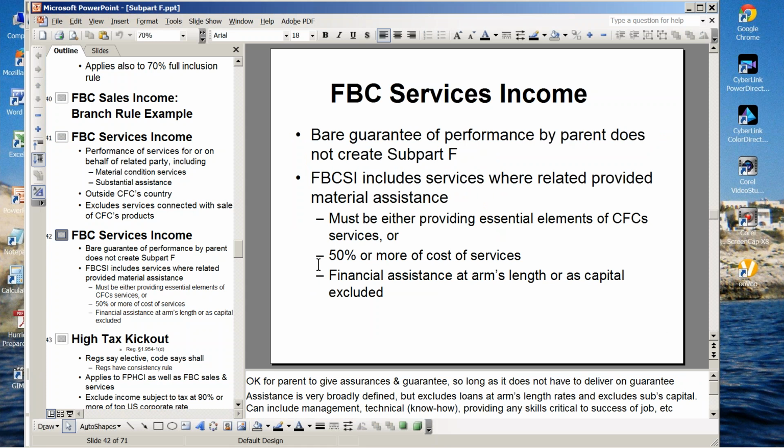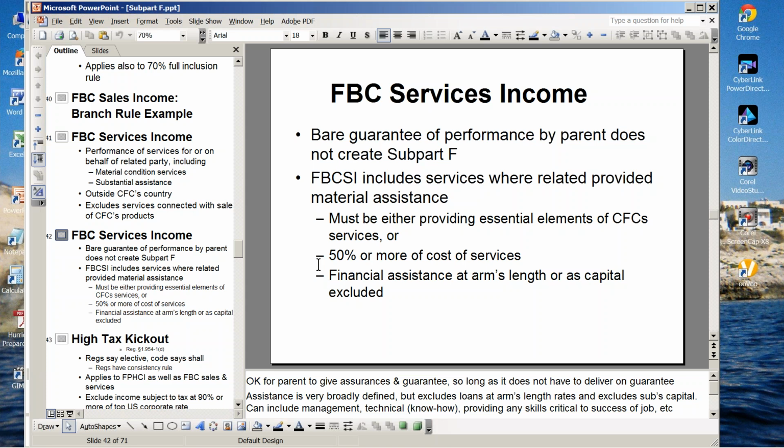There are a few other twists here that we need to go through. First, the mere fact that the parent company guarantees that the subsidiary will fulfill its contracts does not create Subpart F income. That's really a good thing from a business standpoint because the customer may not want to contract with some small subsidiary that just happens to have the right manpower. And it's going to insist on the parent guaranteeing performance, even though the parent has no other connection with that particular contract. So a bare guarantee does not create Subpart F income.